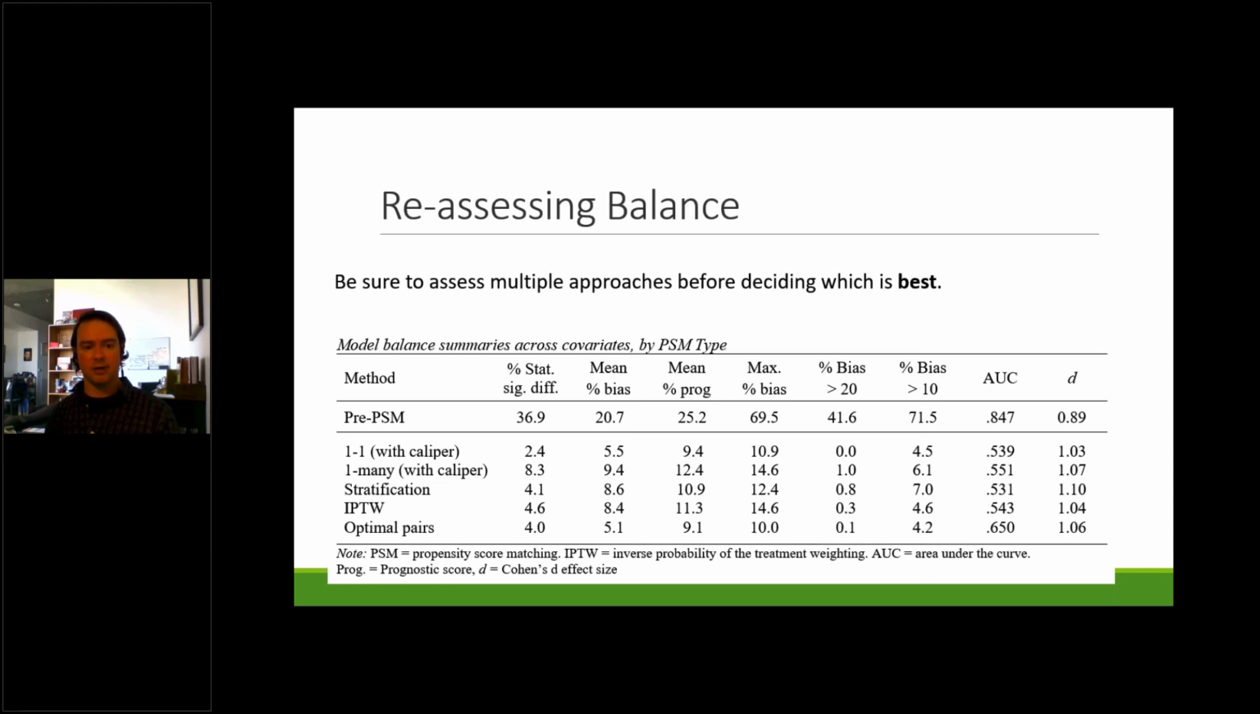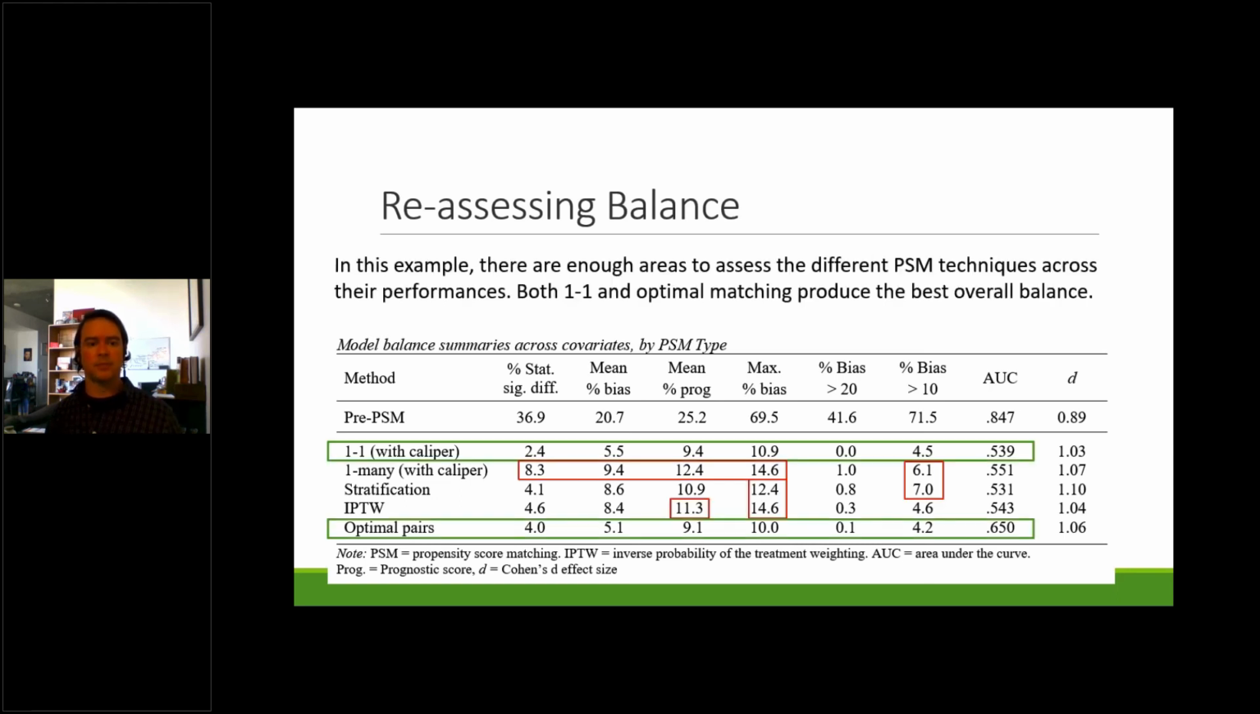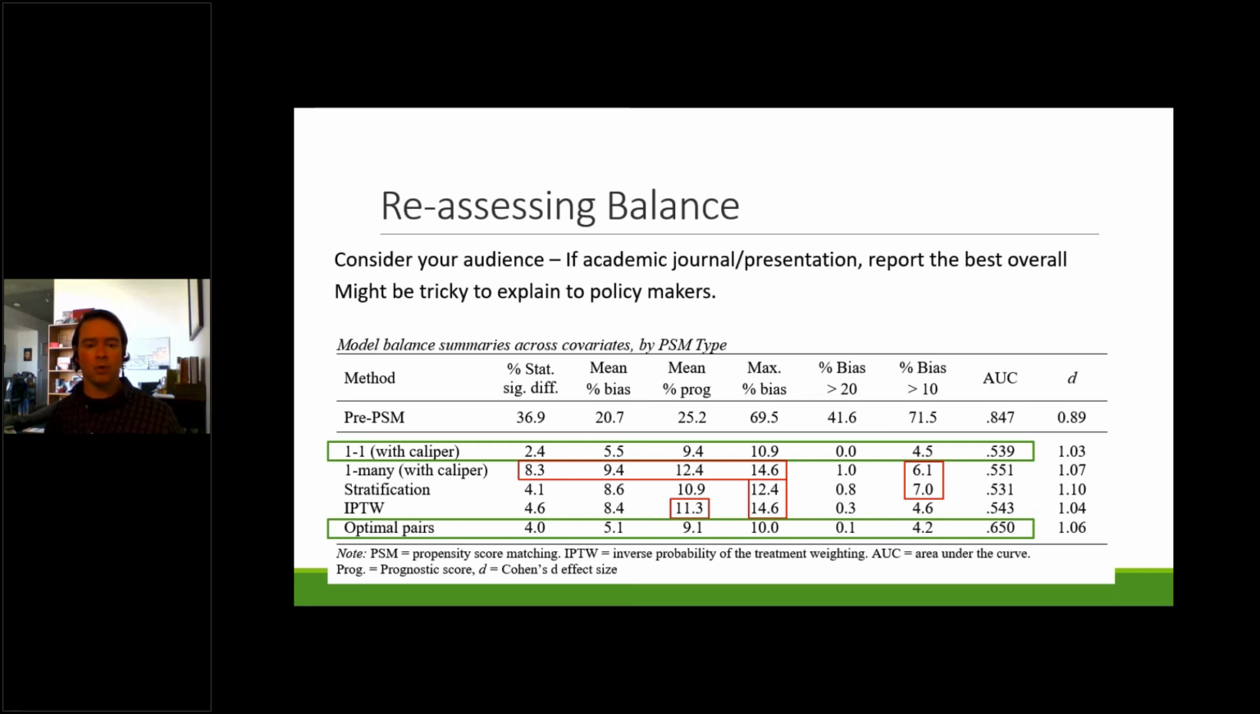What is the outcome? What is the effect on the outcome? Are they different between the types? You can see in this example that there are enough areas to assess the different PSM techniques across their performances. In this example, both one-to-one matching with a caliper and optimal matching produce the best overall balance. But before choosing between the two, we should remember who our audience is. So if it is for an academic journal or an academic presentation, report the best overall balance, which in this case is going to be optimal matching.